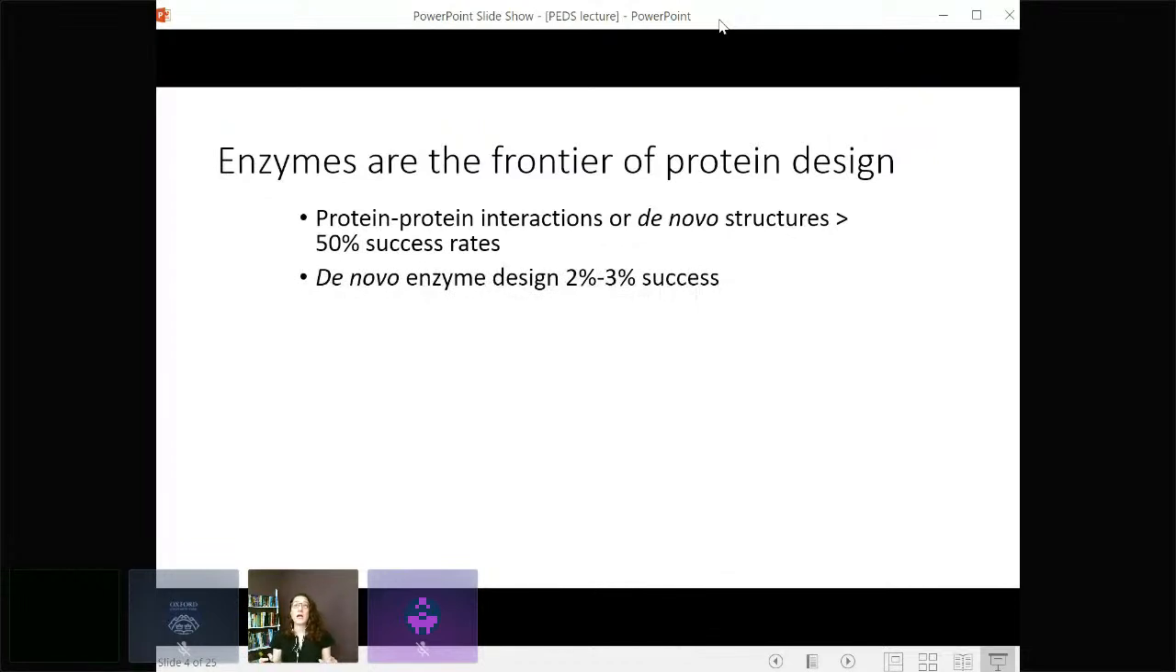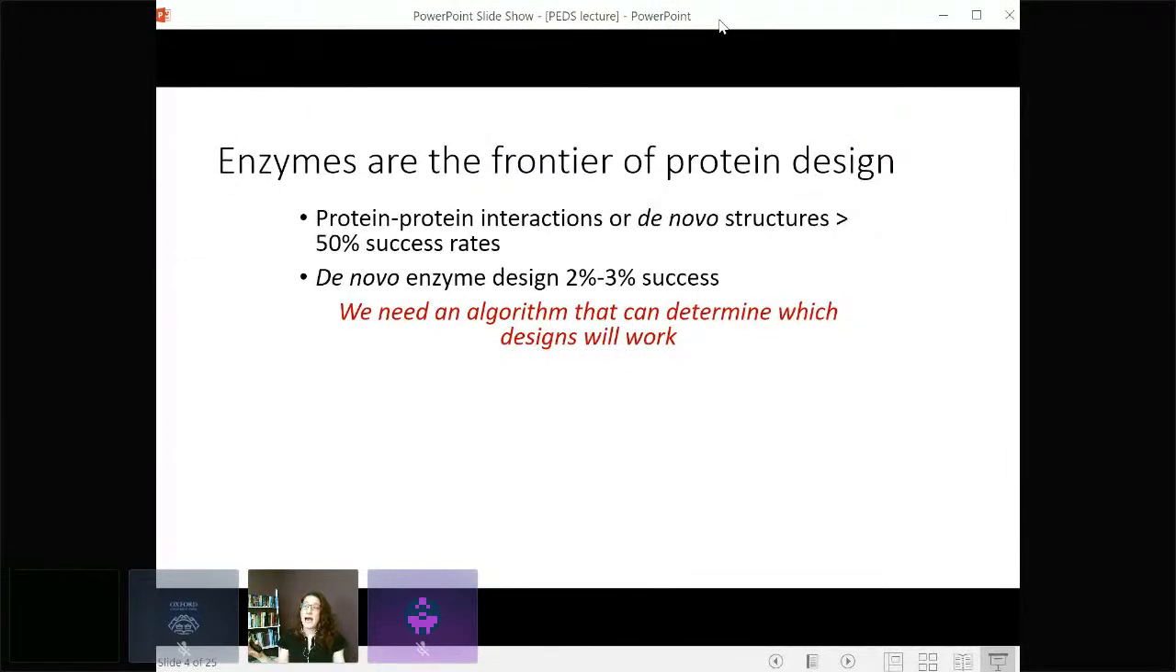And while those are wonderful illustrations of where the field could go, at the current state of the art, they're not scalable. The thing is, we can all make lots of computational predictions of what will be enzymes, but we can't synthesize and we can't test 100 or 200 enzymes. We need an algorithm that can determine which designs will work and which designs won't work.